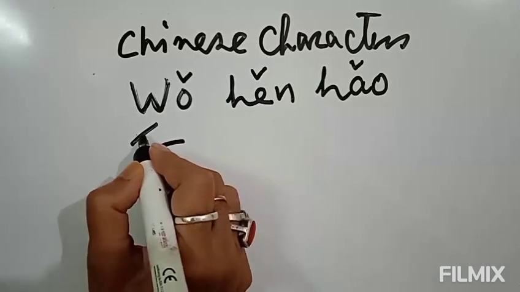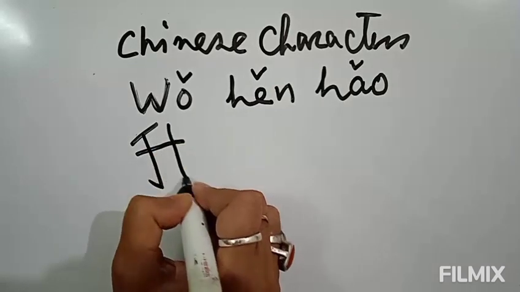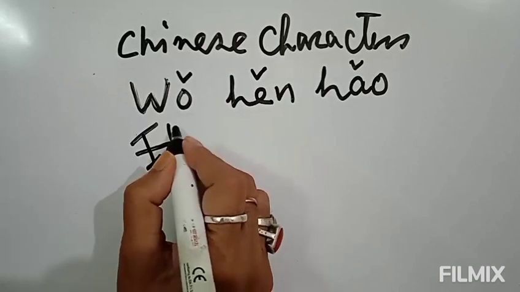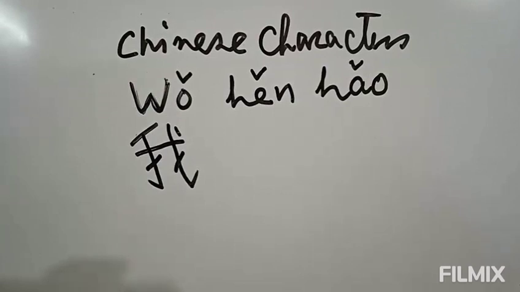1, 2, 3, 4, 5, 6, 7, is wo. Now character hen.